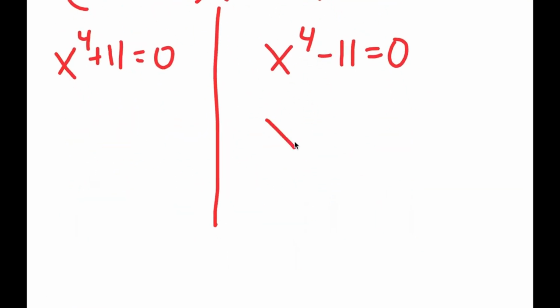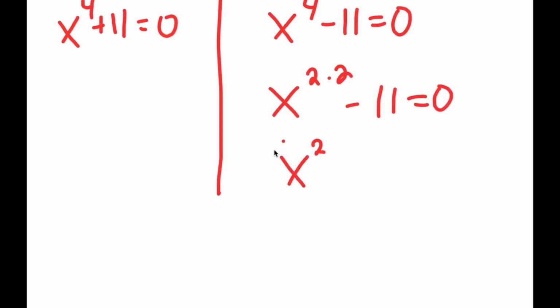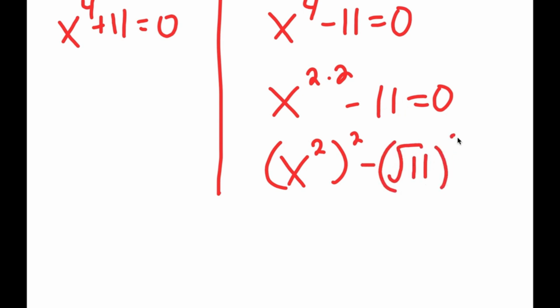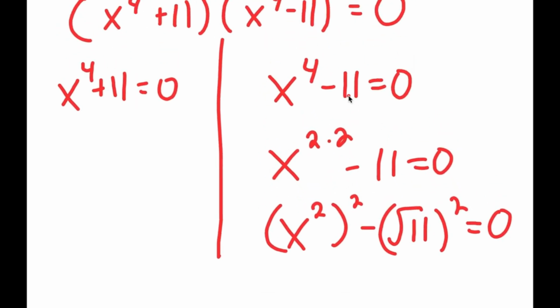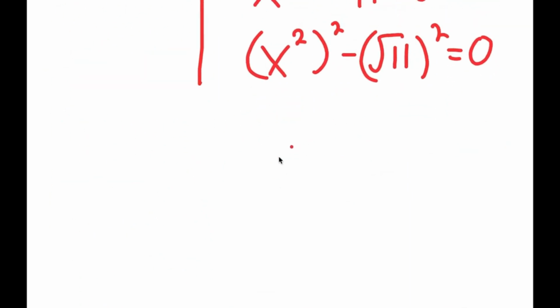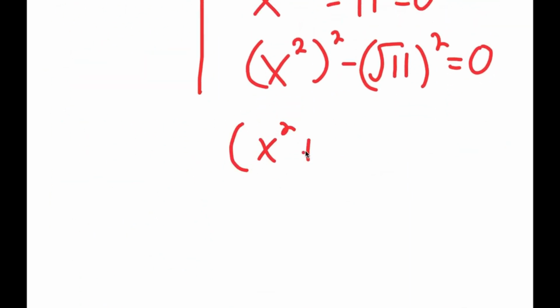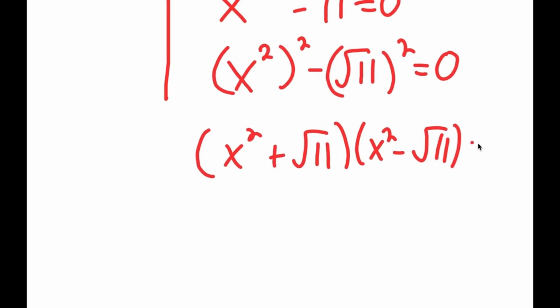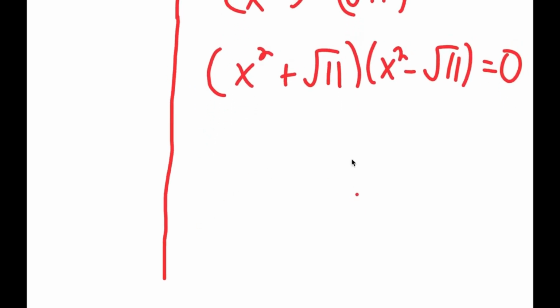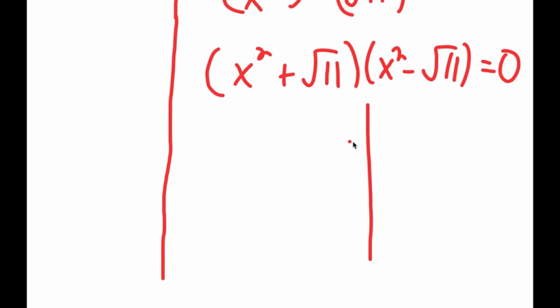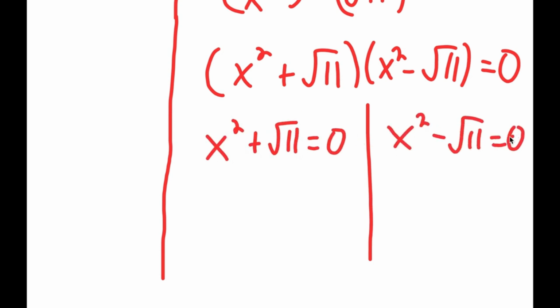I'm going to rewrite x to the power of 4 as x to the power of 2 times 2. And now I can rewrite that as x to the power of 2 to the power of 2. And 11, I'm going to rewrite as the square root of 11 squared. So now I can use this property again. So I get x squared plus the square root of 11 times x squared minus the square root of 11 is equal to 0. And again, I get two equations. I get x squared plus the square root of 11 is equal to 0, and x squared minus the square root of 11 is equal to 0.